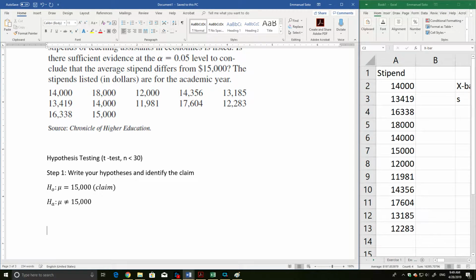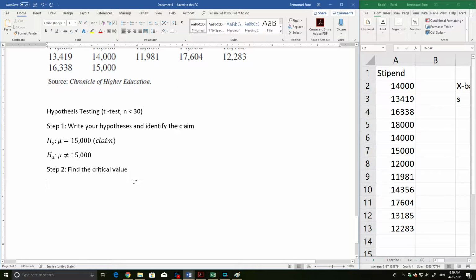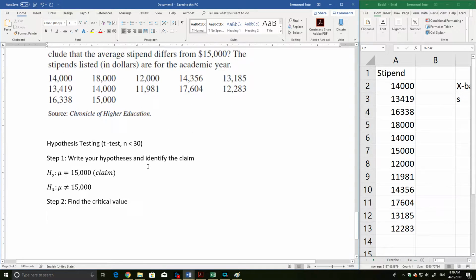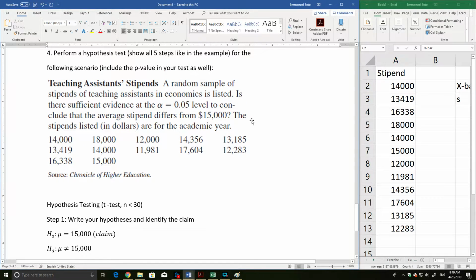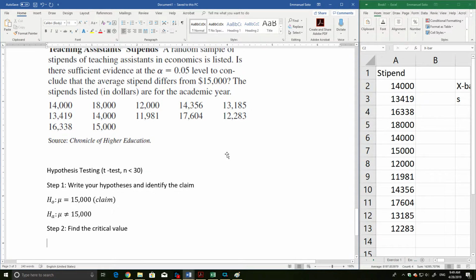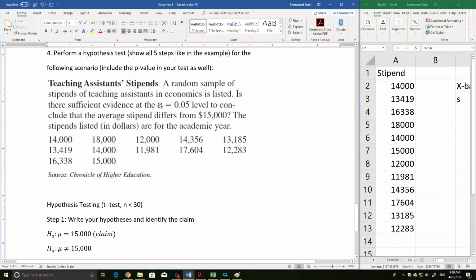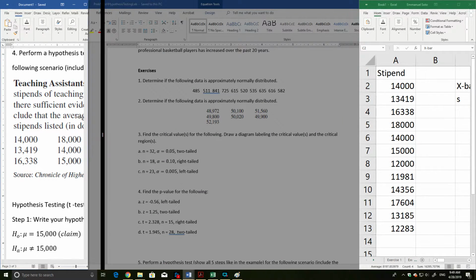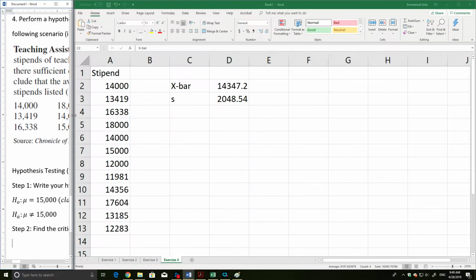So step two is to find the critical value. You may remember that we did this in Excel in the previous step, so this is what we're going to do in Excel. For step two, we want to find the critical value using Excel. Our alpha is 0.05 and our n is 12. So we're going to go into Excel real quick and focus on that.